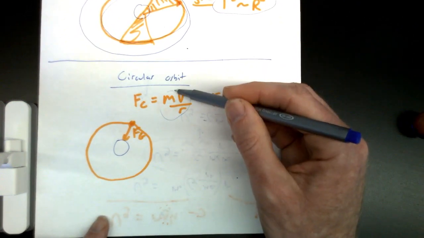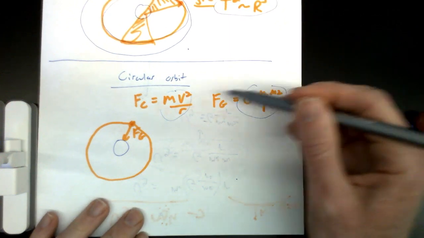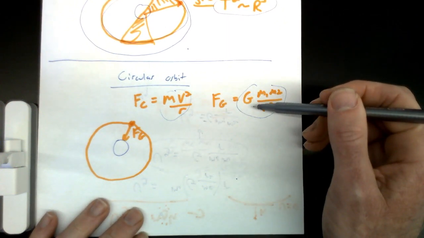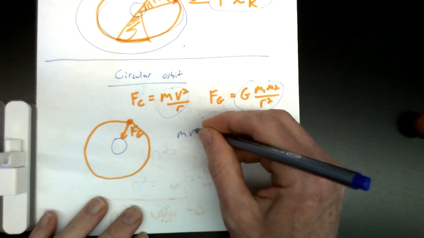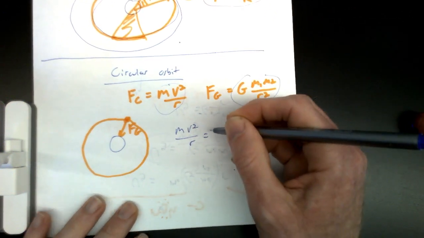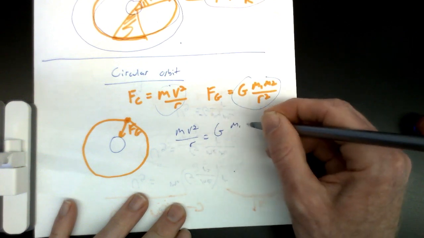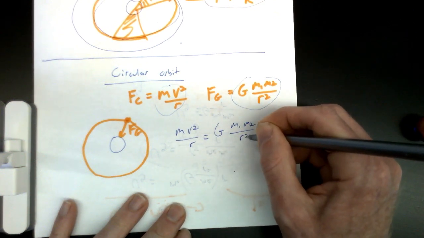This is how much force I need, and this is how much force I'm getting, so I should be able to equate those things, right? So I should be able to say m times v squared over r is G m1 m2 over r squared.